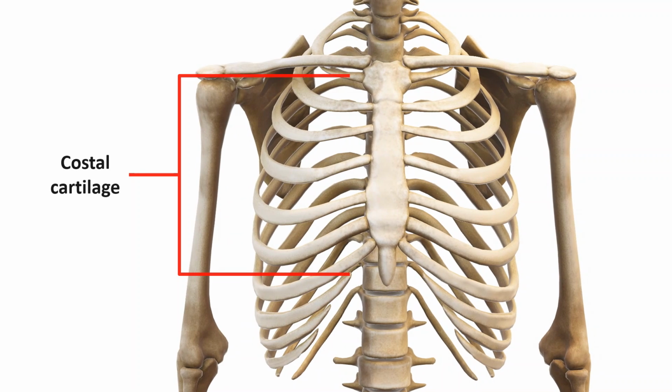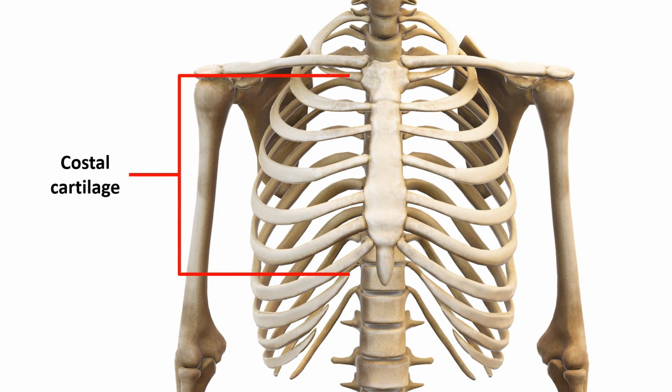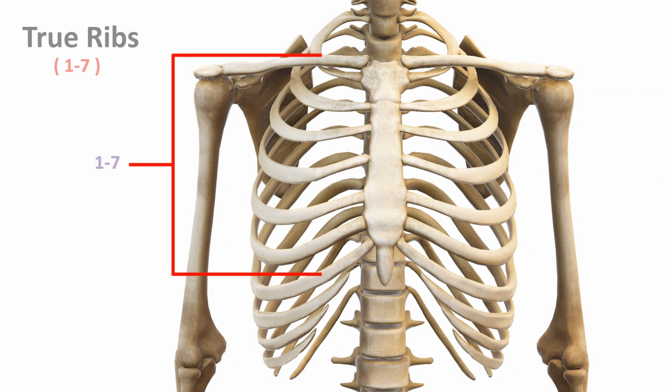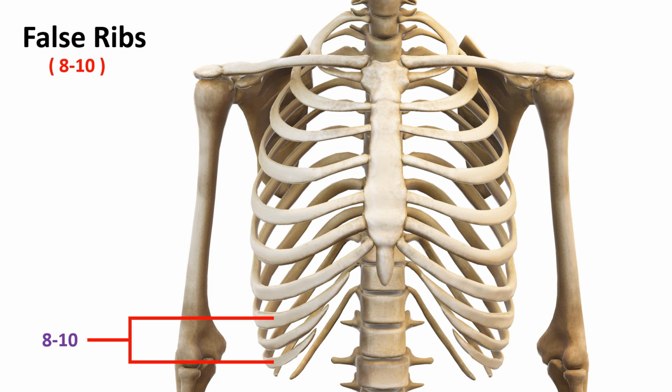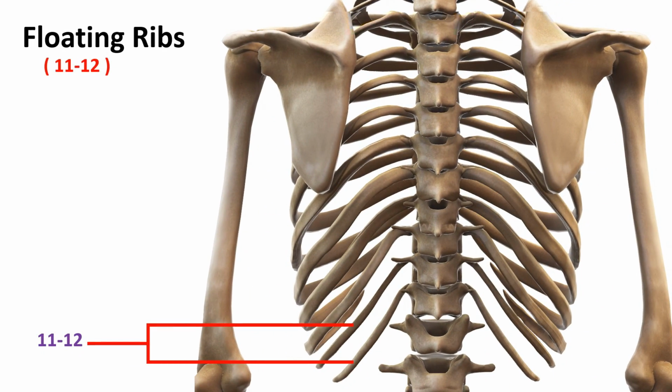Now, let's focus on the ribs. The 12 pairs are divided into 3 categories. True ribs, these are the first 7 pairs, directly attached to the sternum via costal cartilages. False ribs, the next 3 pairs, 8, 9, and 10, are indirectly connected to the sternum. Floating ribs, the last 2 pairs, 11 and 12, are free at the front and provide flexibility.